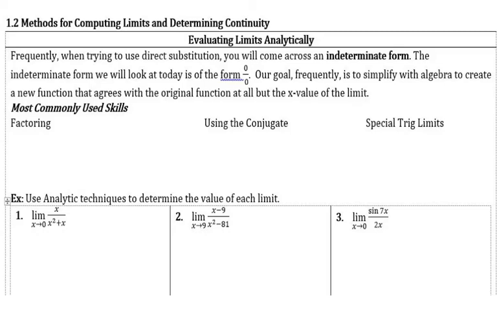Okay, so in 1.1 we defined what a limit is. We talked about how to find it from a graph. We defined continuity by using limits, talked about discontinuity, and then we talked about how we could use direct substitution to find a limit if the function was continuous over the value we were trying to find the limit of.